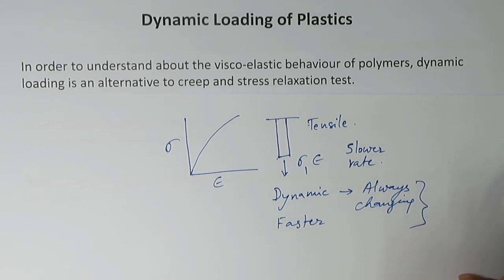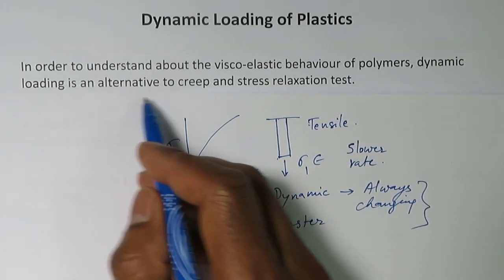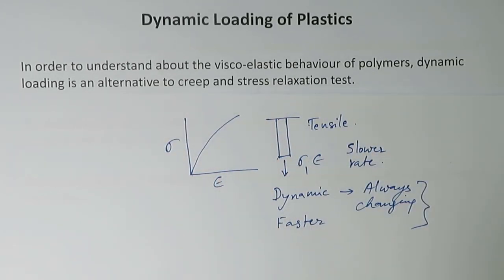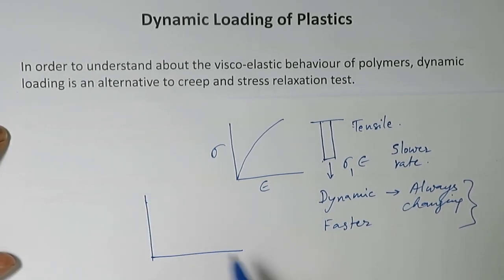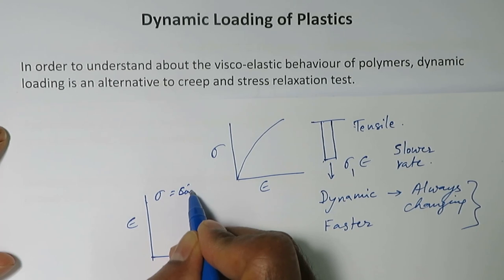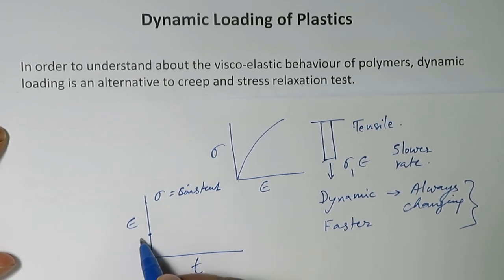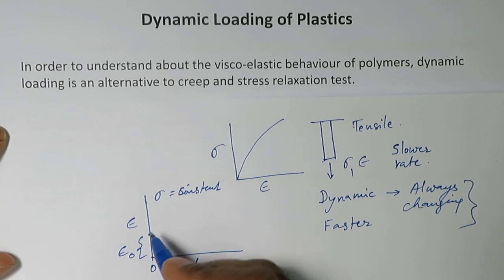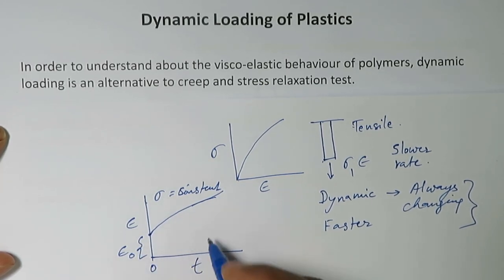In order to understand about the viscoelastic nature of polymers, dynamic loading is an alternative to creep and stress relaxation test. So creep test we are aware of. In creep test we apply a constant stress and we measure strain as a function of time. So at time t0 we start with certain strain, and this will change with time. Okay. So this is called creep test.